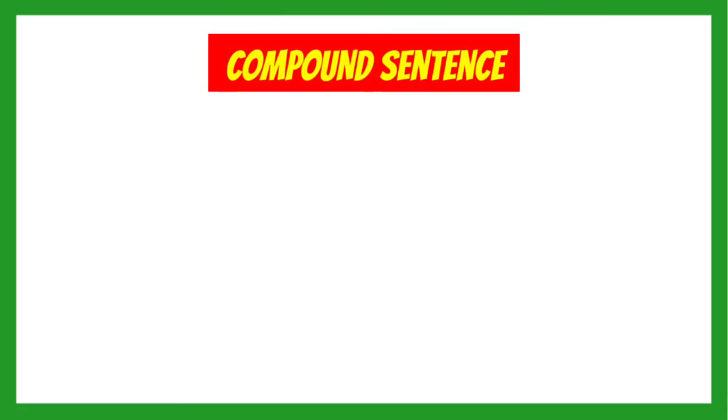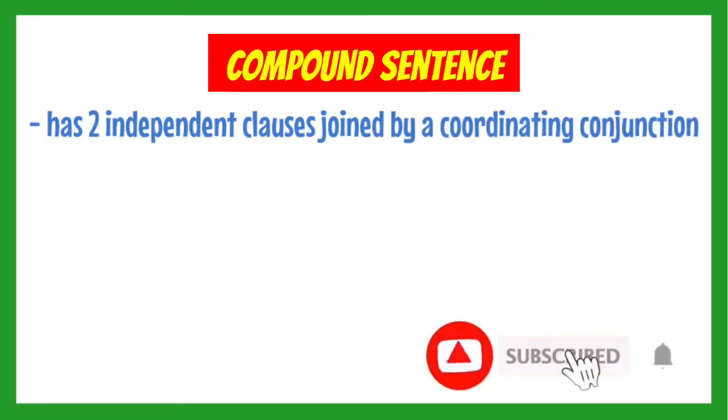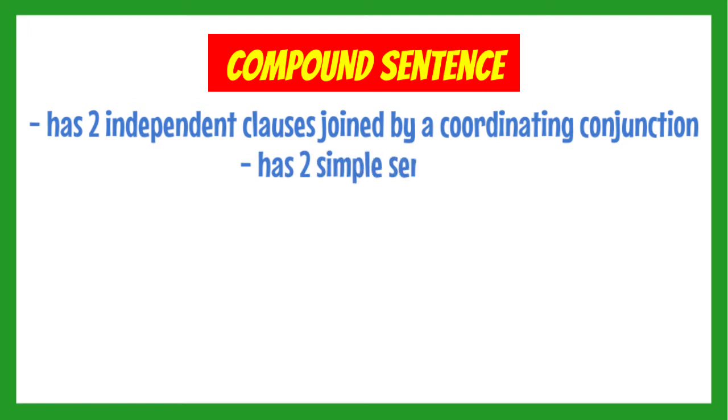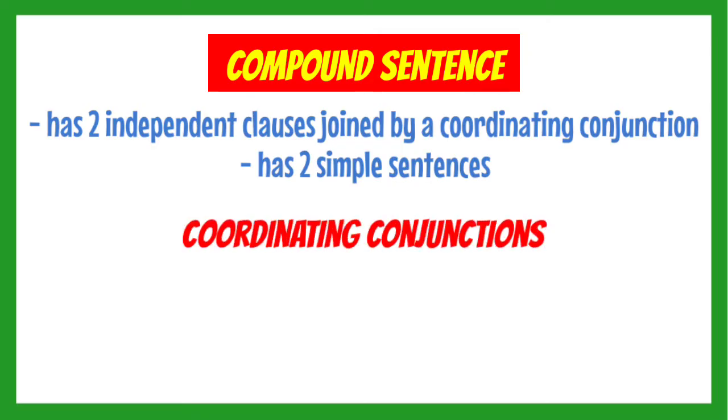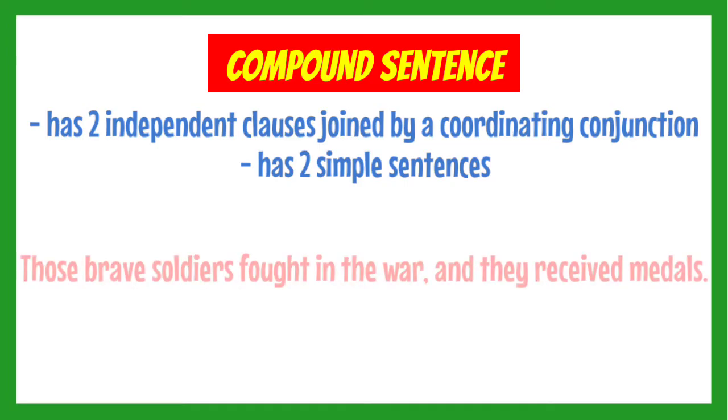A compound sentence has two independent clauses joined by a coordinating conjunction. In other words, it has two simple sentences combined by a coordinating conjunction. And what are those coordinating conjunctions? These are the FANBOYS: for, and, nor, but, or, yet, and so. Let us have some examples.